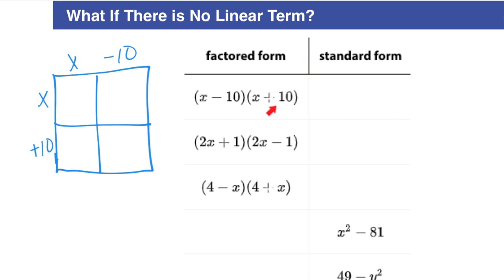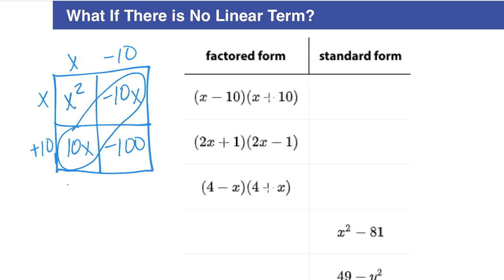x minus 10 times x plus 10, we need to find the standard form. So I have our diagram written out. And when we multiply each piece and then combine like terms, I notice that I'm just going to have x squared minus 100 because negative 10x plus 10x is 0x. So there is no middle term with x. That's what it means by no linear term. So our standard form here is just x squared minus 100.